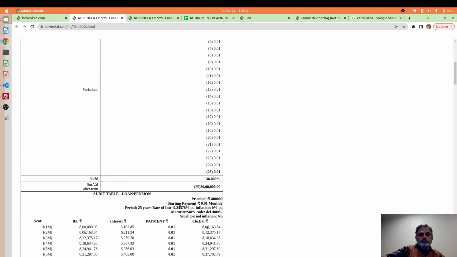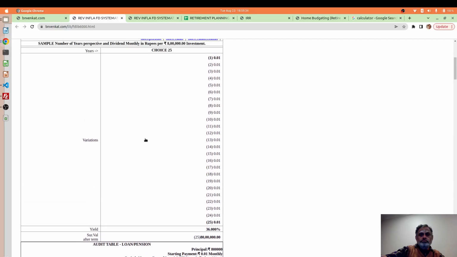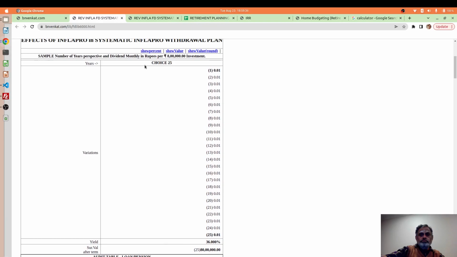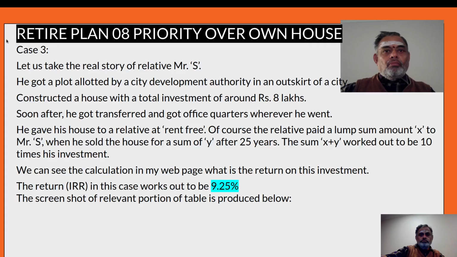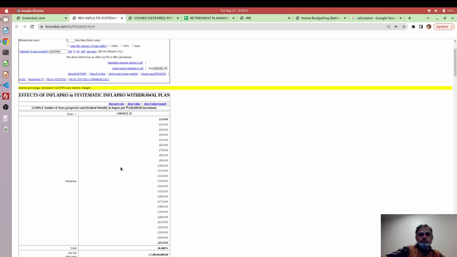In this, 10 times the investment, both the rental value as well as the lump sum towards the sale of the house are included. This is also shown in the presentation chart. A screenshot of this is shown below, 9.25%. The screenshot is shown here.